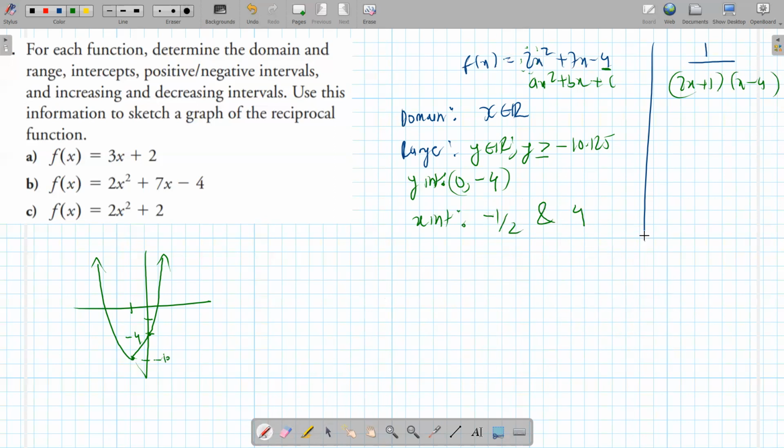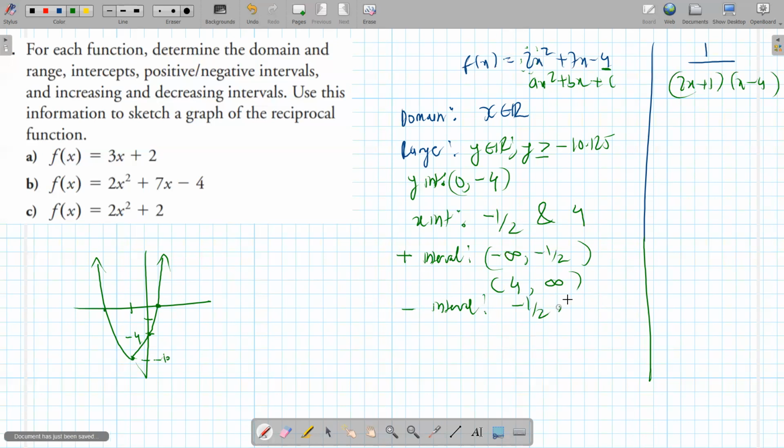And what else is going on here? The next thing it says is find the positive and negative intervals. If you look at the graph, the positive interval is to the left of the x-intercept, right? So that's minus infinity to minus a half, where the graph is positive. And where else is it positive? To the right of the x-intercept. In between the x-intercepts, all the values are negative. So the positive intervals are minus infinity to minus a half, and to the right, 4 to infinity. And then the negative interval is between minus a half and 4.